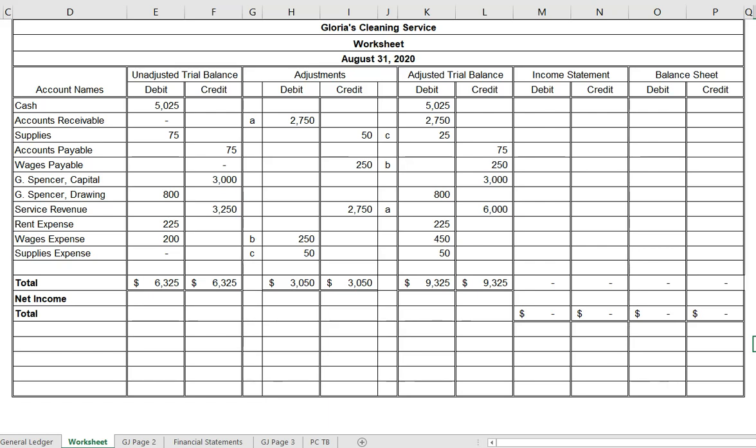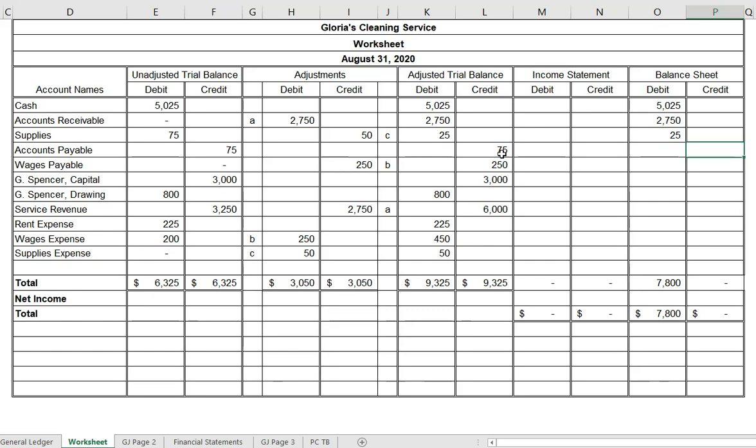So let's get started. Our first account is cash. It has a debit balance of $5,025. Cash is an asset. All assets are on the balance sheet. So we will move it to the balance sheet column. Same thing, an asset has a debit balance, so we're going to put that in the debit column for the balance sheet. Next we have supplies. Same thing. Sorry, that should be $25.